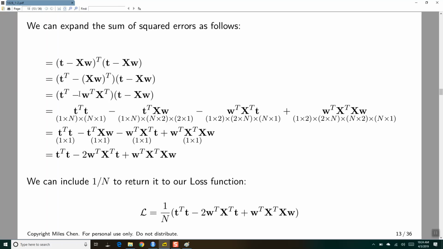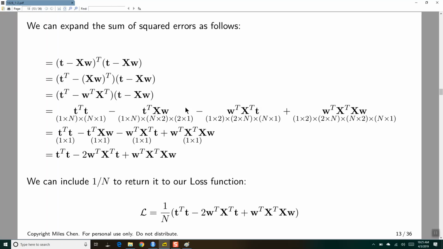And so to expand this, you just do multiplication. Did you guys learn FOIL, first, outer, inner, last? Okay, that's exactly what we do, right? So we do the first terms, t transpose t, that's the first, then the outer, t transpose xw, okay, and then inner, w transpose x transpose t, and then the last terms, right? W transpose x transpose xw.